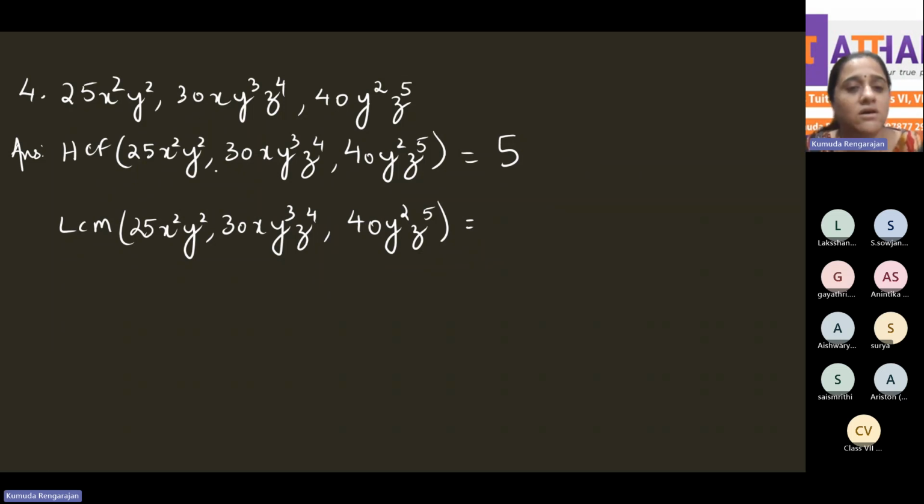Then between the y's, y squared, y cubed, y squared. So y squared. And between the z's, the first term does not have a z. That means z to the power 0. Then z to the power 4, z to the power 5. So z to the power 0, which is 1. Don't write it. 5y squared is the HCF. Now, what's the LCM of 25, 30, and 40?